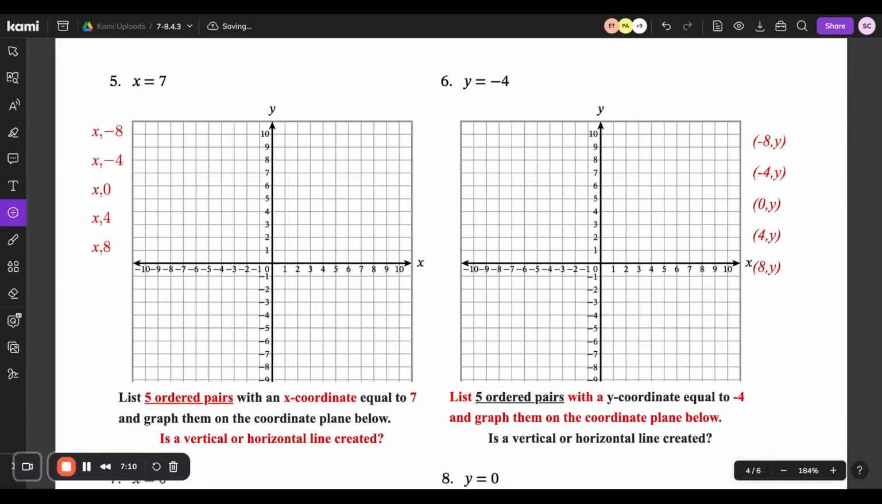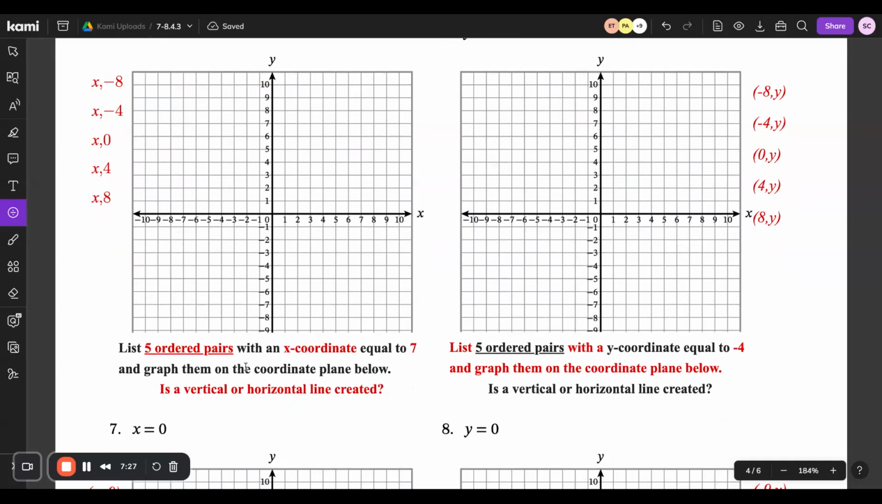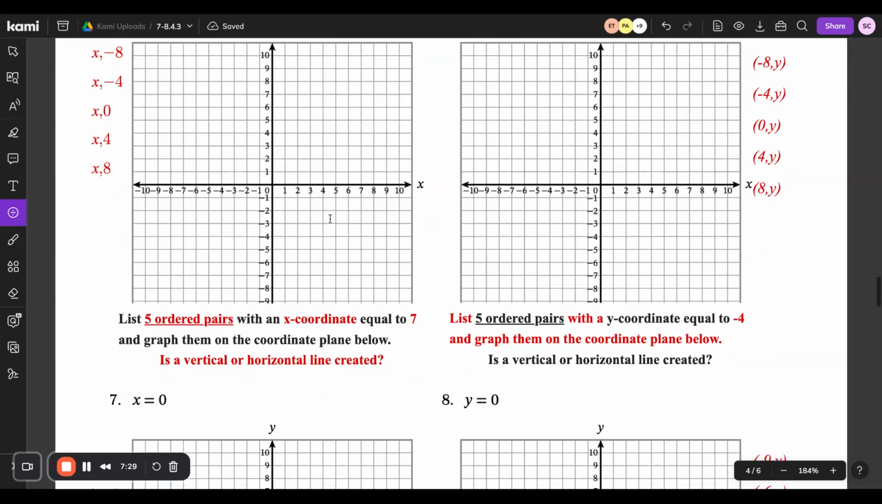For number 5 and number 6, doing the exact same thing. I won't explain everything all over again after doing number 3 and number 4. Hopefully you understand this a bit better, but you are doing the same thing with number 5 and number 6, substituting for the value that they give you for x and substituting for the value that they give you for y, and then answering the question, do you get a vertical line or horizontal line?